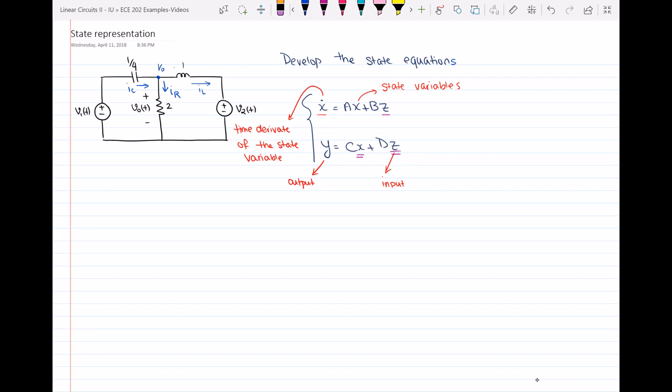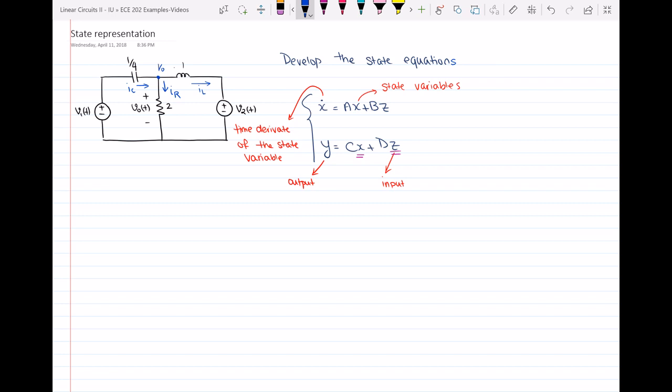So we have x dot equal to Ax plus Bz, and we have y, which is our output, equal to Cx plus Dz. Okay, so y is our output, as you can see here. X dot is the time derivative of the state variables. X is the state variable and z is the input. Again, the output and the input can be more than one. It doesn't have to be one. And the same thing is valid for the state variable.